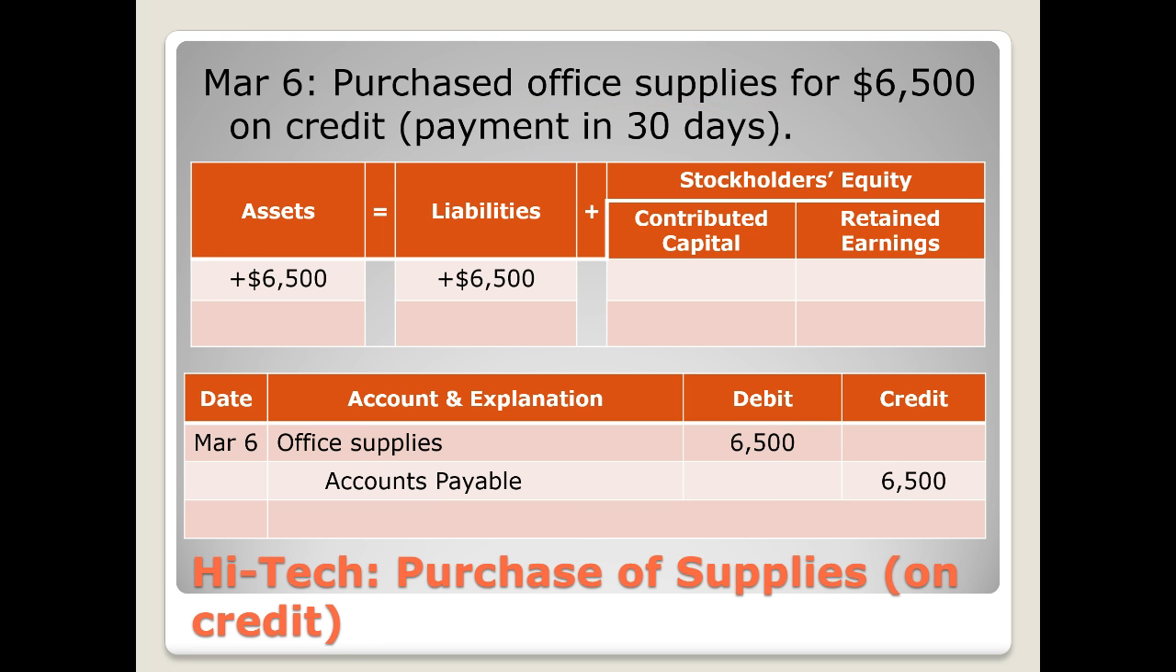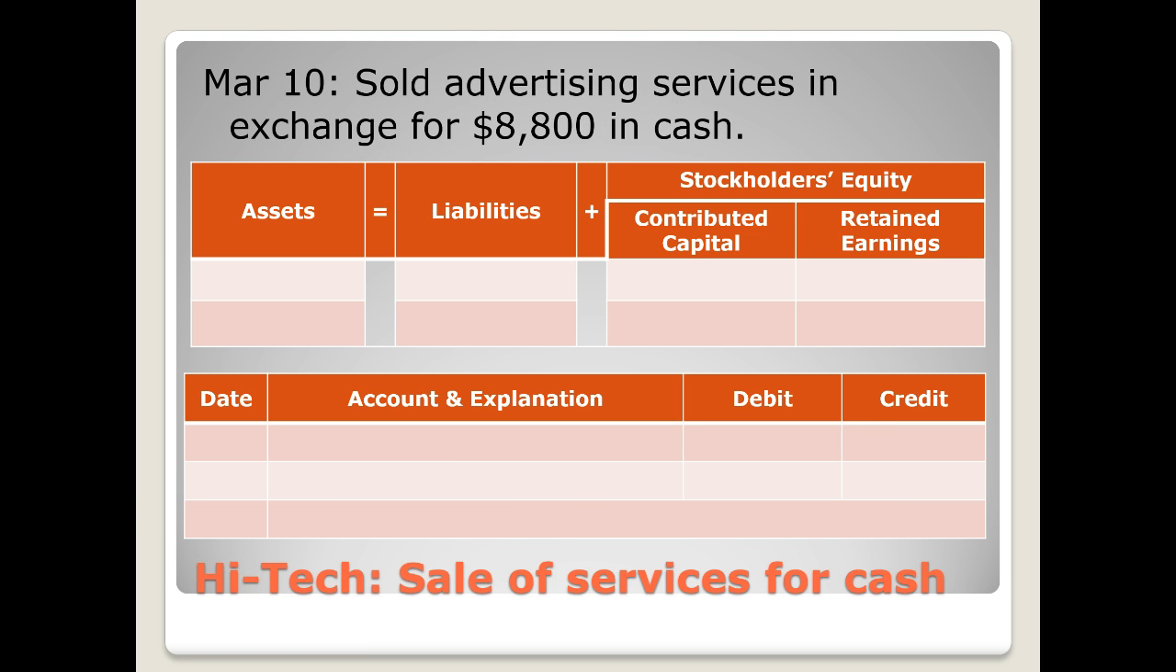So let's look at that nice and neat. Increase in an asset, increase in a liability. My debits and credits are equal. I've got a date, but what am I missing here? Ooh, it looks like here we missed the memo. Purchased office supplies. There you go. All right. Now let's move on.